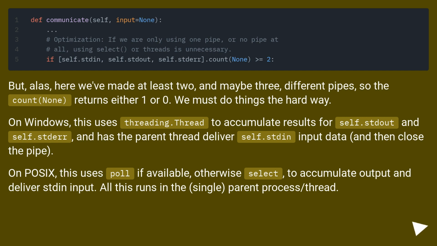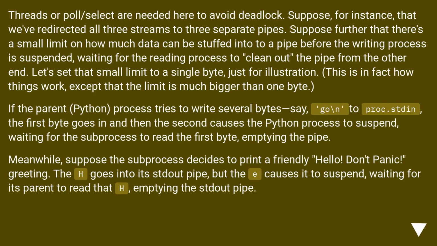On Windows, this uses threading.Thread to accumulate results for self.stdout and self.stderr, and has the parent thread deliver self.stdin input data, and then close the pipe. On POSIX, this uses poll if available, otherwise select, to accumulate output and deliver stdin input. All this runs in the single parent process/thread. Threads or poll/select are needed here to avoid deadlock.